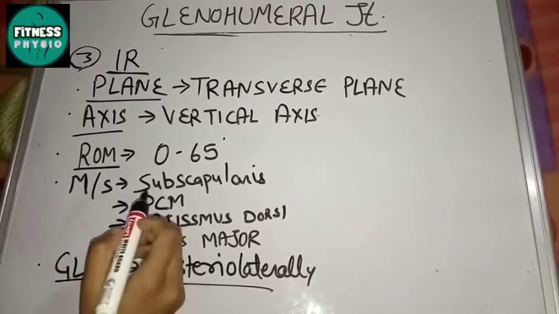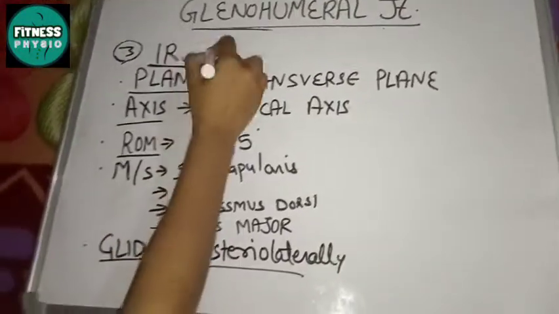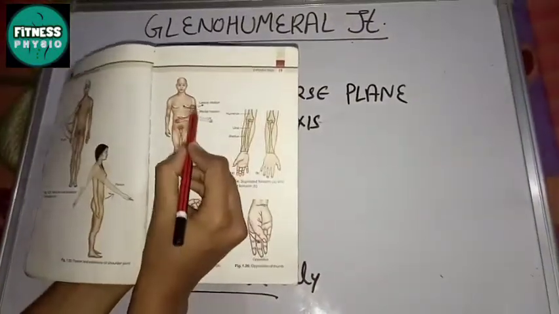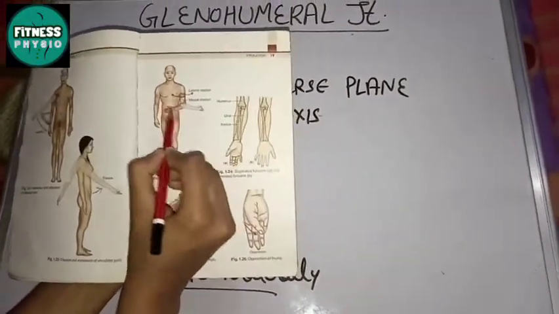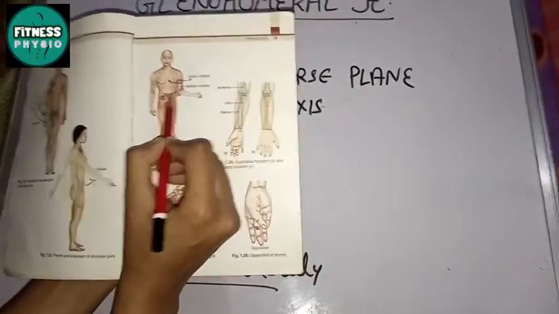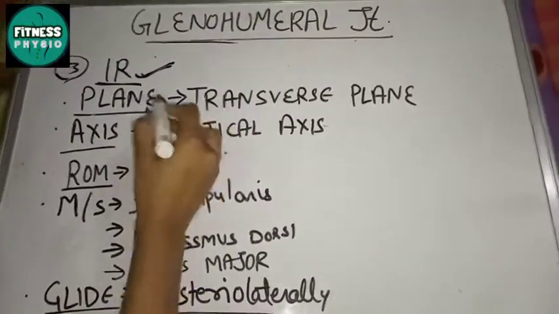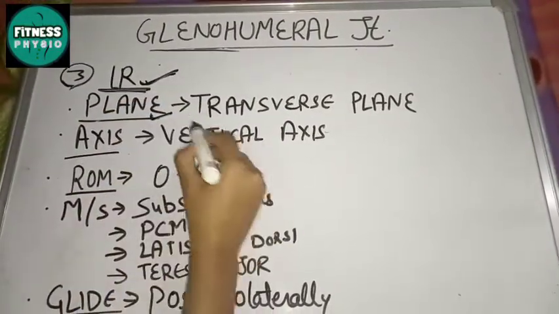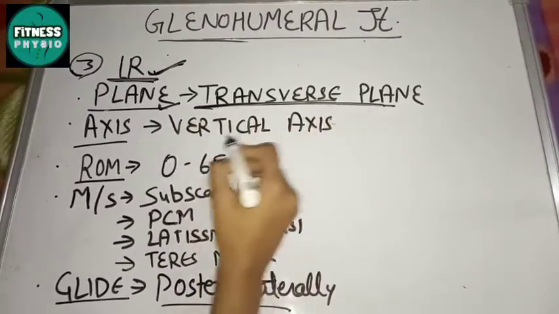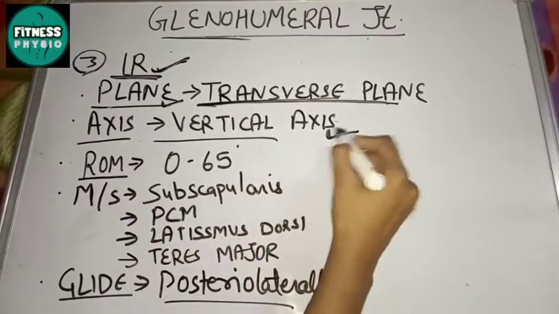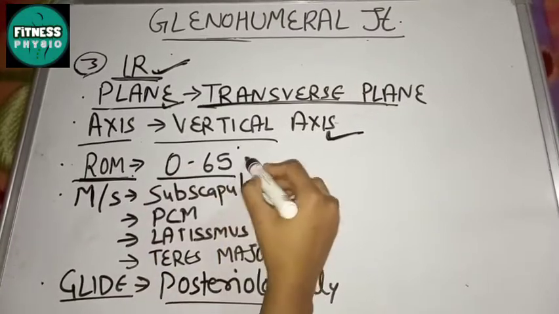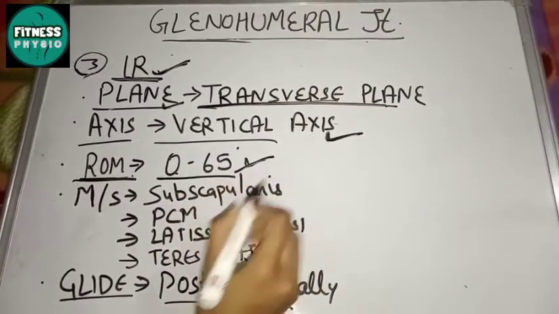So the next movement is your internal rotation, or medial rotation. You are taking your arm across your chest. In which plane does internal rotation occur? In the transverse plane. If the movement is occurring in the transverse plane, the axis will always be vertical axis. Now let's talk about the range of motion. It is about 0 to 65 degrees.